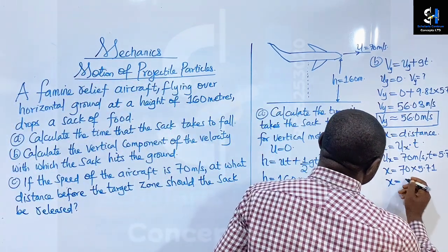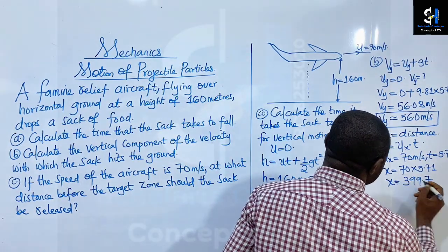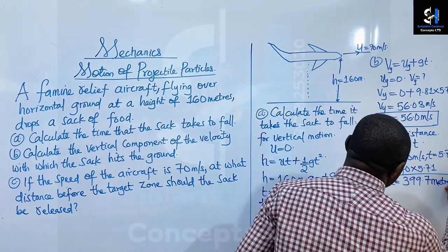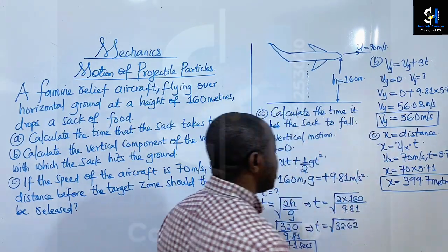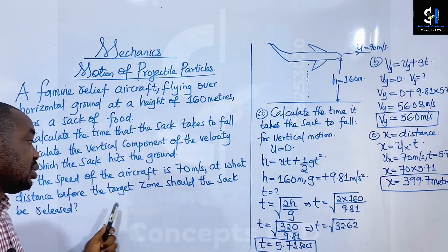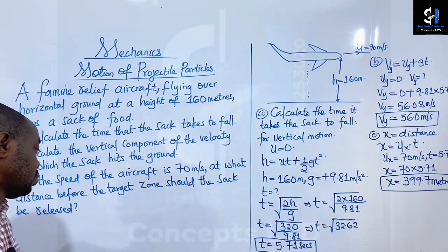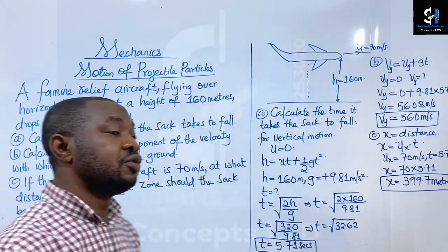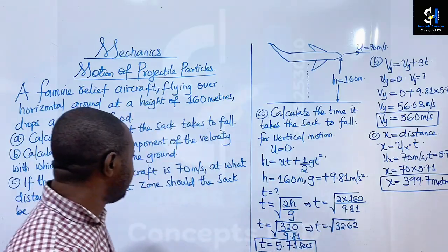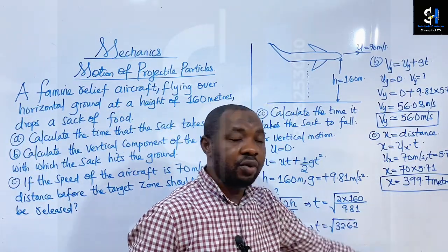So the distance will be 399.7 meters. That is the distance before the target zone. We were asked at what distance before the target zone the sack should be released, and that distance will be 399.7 meters.